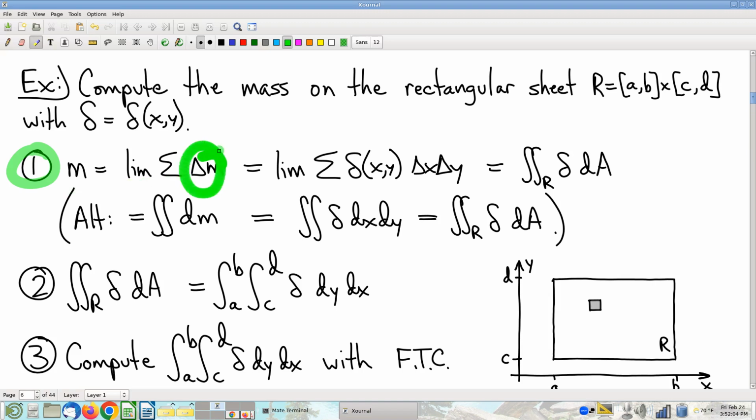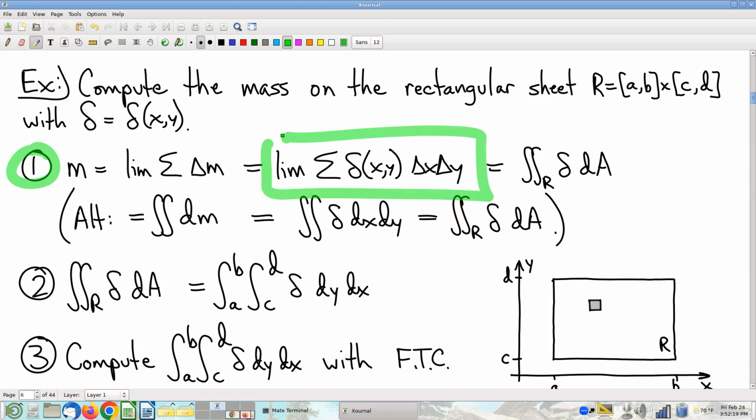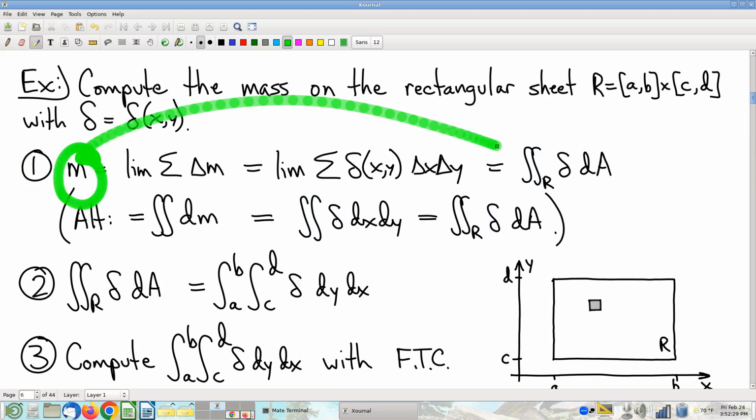Second, mass is mass per unit area times area on each little piece. Easy argument on the little pieces because density is approximately constant there. And then I notice, oh my gosh, check it out. I've got exactly a Riemann sum. Cool. Riemann sums are integrals by definition. Okay, so step 1, mass is this double integral.